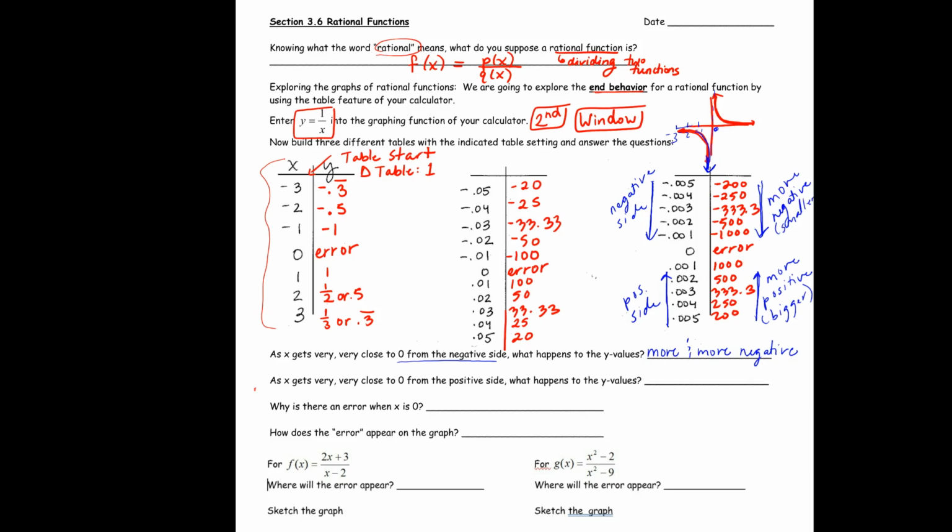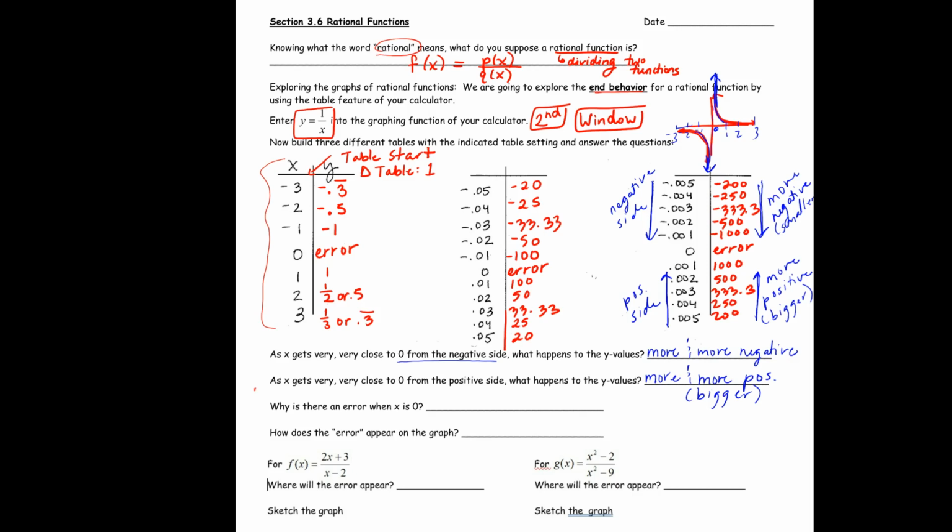So as x gets very close to 0 from the positive side, what's happening to the y values? They're getting bigger and bigger, more and more positive. Now let's see how that looks on the graph. As the x's are getting closer and closer to 0 from the positive side, they're moving this way, they're increasing, they're going to actually increase forever in value.